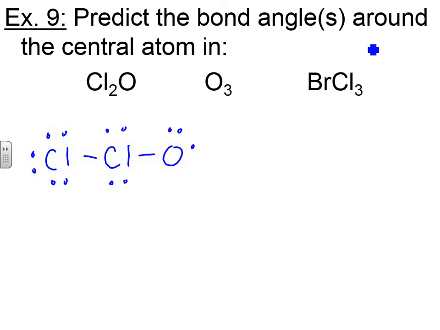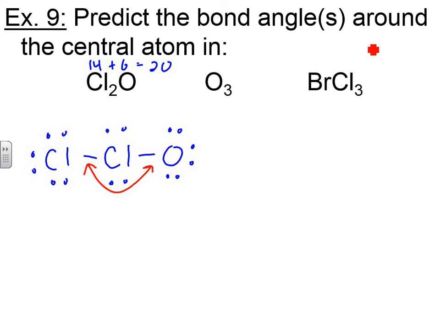And actually, you should have 14 plus 6, a total of 20. So that should do it. Now, if you take a look at the bond angle, it says give the bond angles. We're talking about the bond angle that's right here, between the 2 outside atoms, you can say.